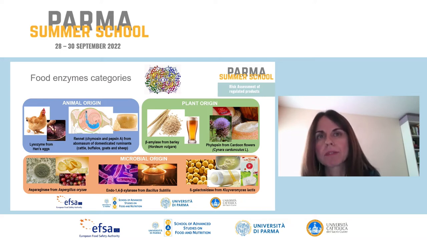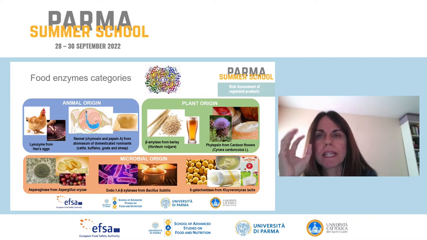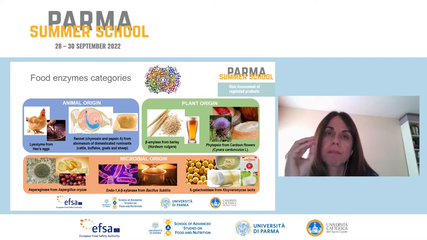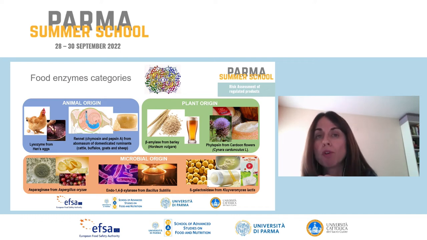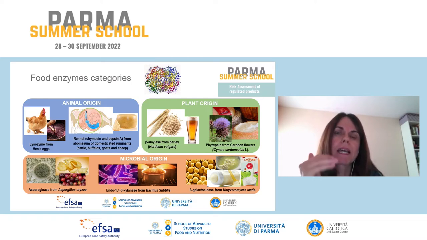Fungi, like Aspergillus, are also commonly used to produce enzymes. Here we see an example of asparaginase obtained from Aspergillus oryzae. What the enzyme does is catalyze the hydrolysis of asparagine into aspartic acid and ammonia, and this reduces the content of asparagine. So its main use is in food processes that aim to reduce acrylamide content. One of the uses is in sliced potatoes before frying or coffee beans before roasting, so that the formation of acrylamide during the Maillard reaction that takes place at these high temperatures of roasting and frying is then reduced.